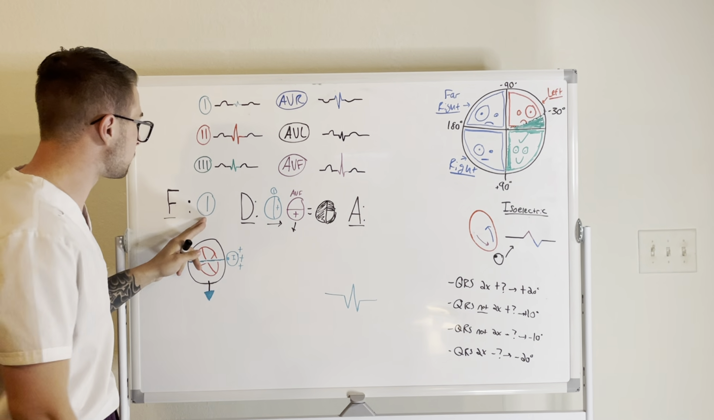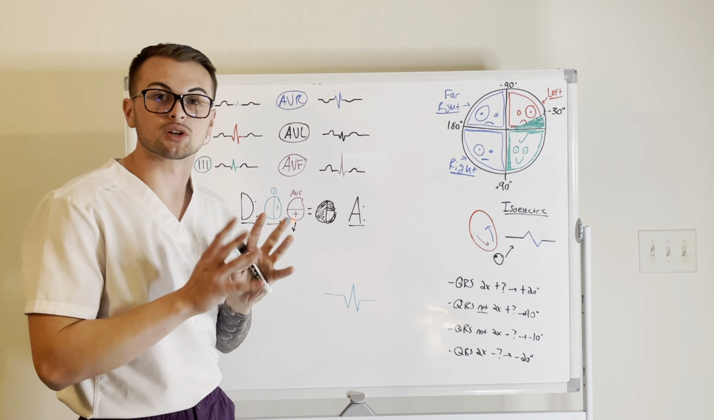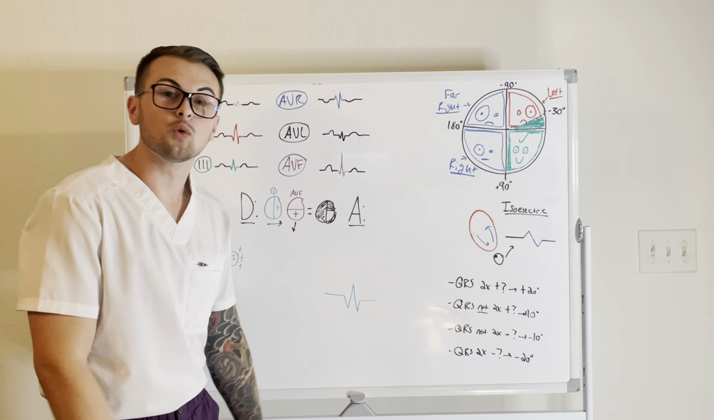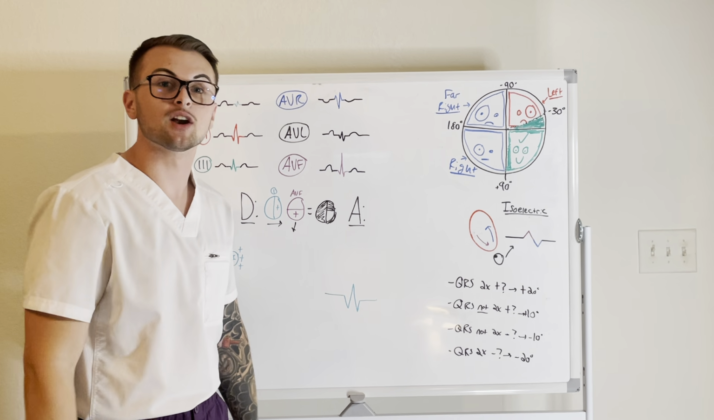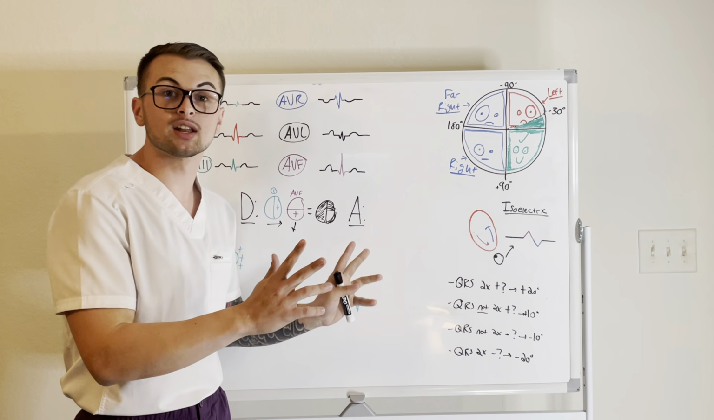Okay, so we've done step 1. We find the isoelectric lead. So next, we must determine the quadrant. So this is exactly what we did in our previous videos. You're probably very good at it by now.